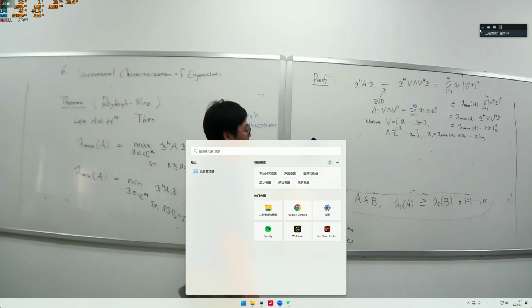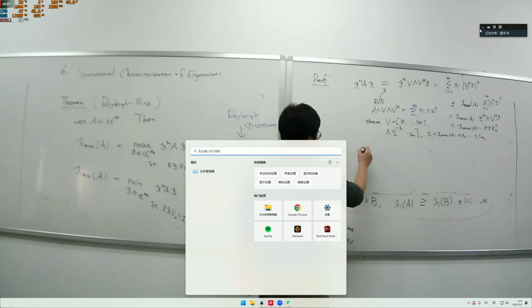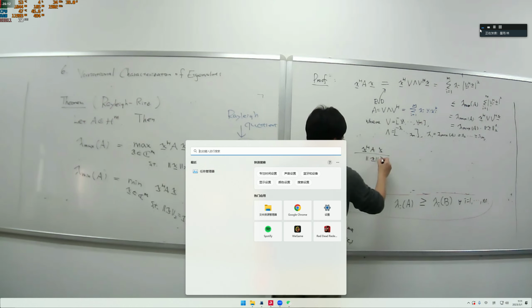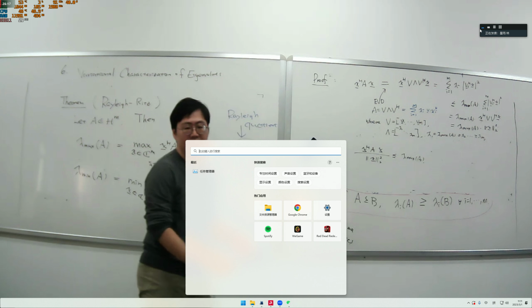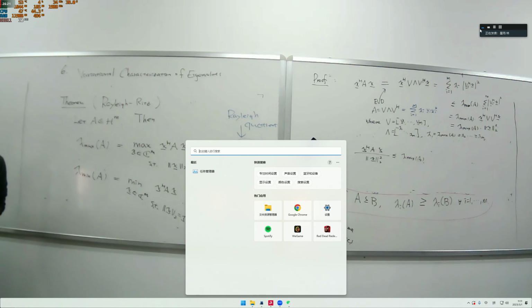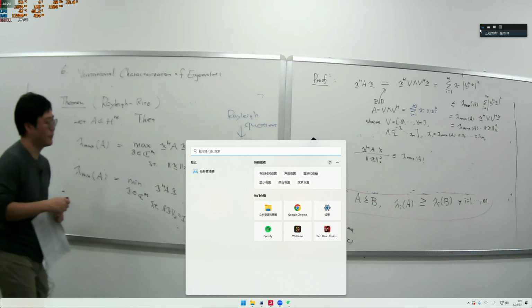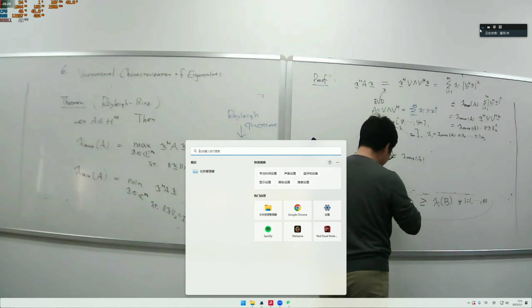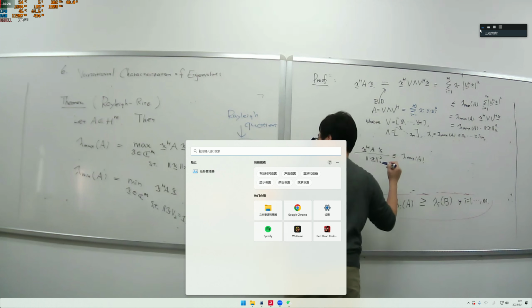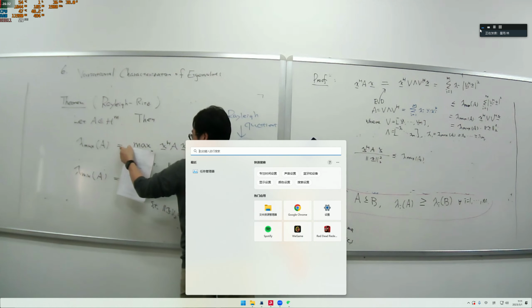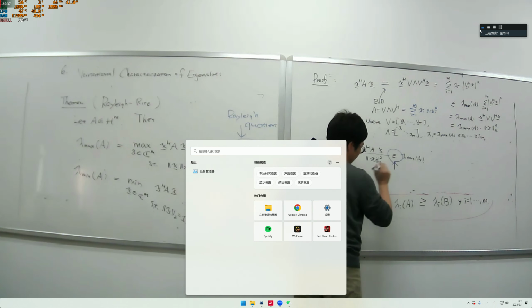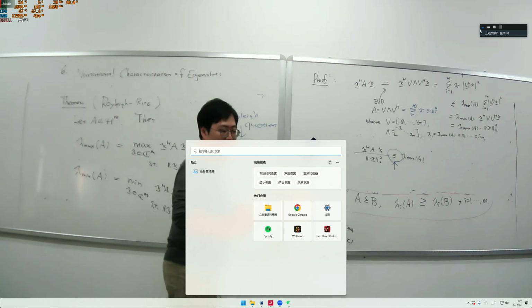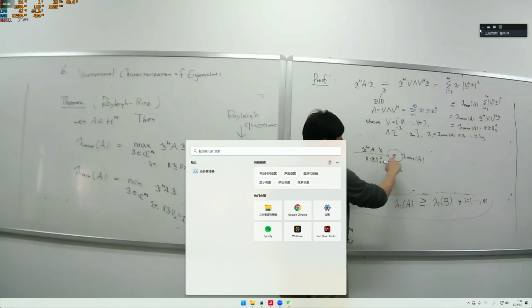So we obtain that x Hermitian A x divided by the squared 2-norm of x is no larger than its largest eigenvalue. So you see the Rayleigh quotient is at most the largest eigenvalue. And if we want to show that its max is equal to lambda max, then you need to show that this upper bound can be attained.